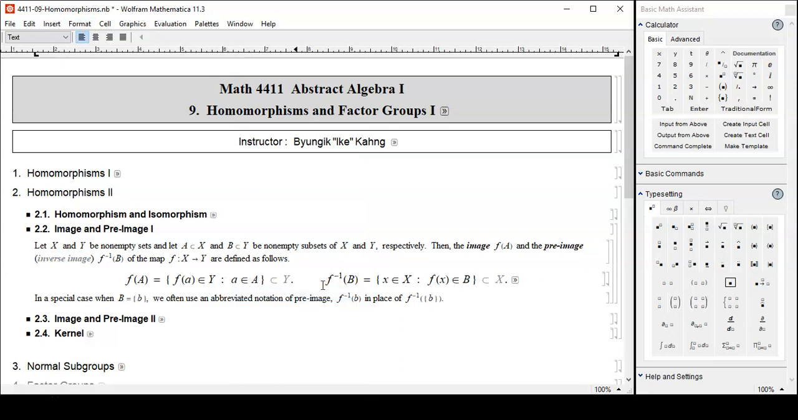So I'll try to read it as preimage of capital B rather than F inverse of B, but sometimes I may end up reading F inverse of B, but please understand that this is not necessarily the image of the inverse map. If the inverse map exists, yes, then they're the same. But the inverse map does not always exist, and even if the inverse map is not there, the preimage is still valid. Here is a visualization.